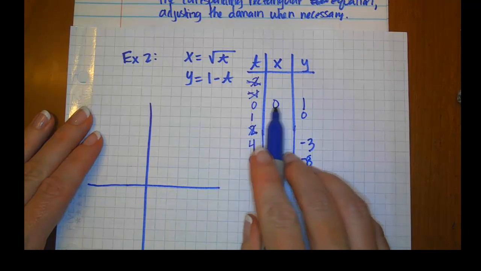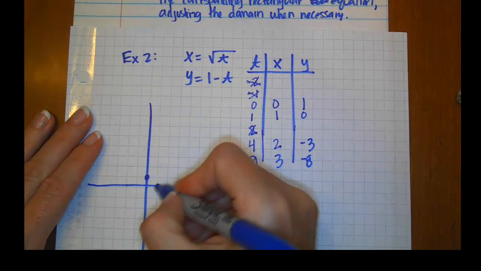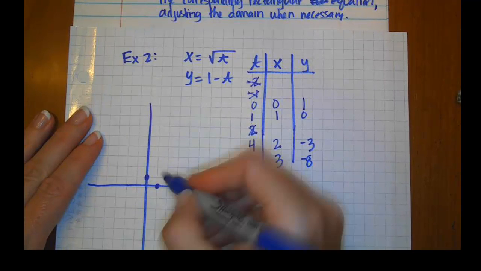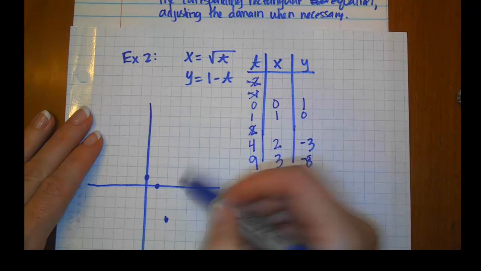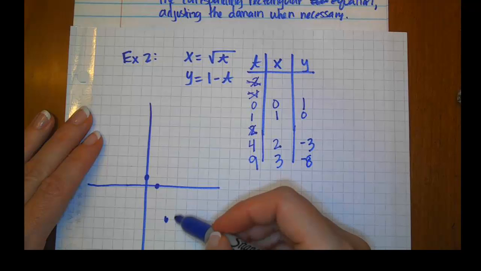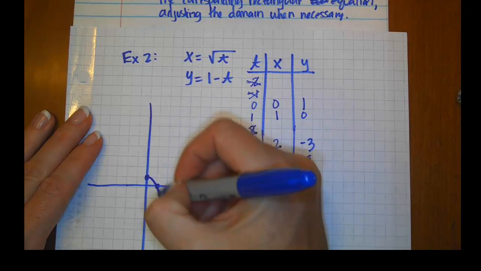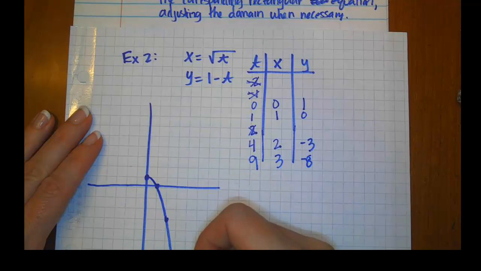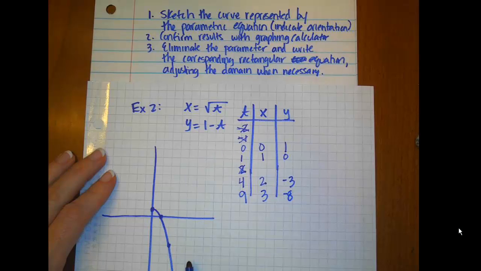Okay, I'm going to plot 0, 1. I'm going to plot 1, 0. I'm going to plot 2, -3. And I'm going to plot 3, -8. And I just remembered something I forgot in the last problem. I forgot to indicate the orientation in the last problem. So I'll pull that up here in just a minute.